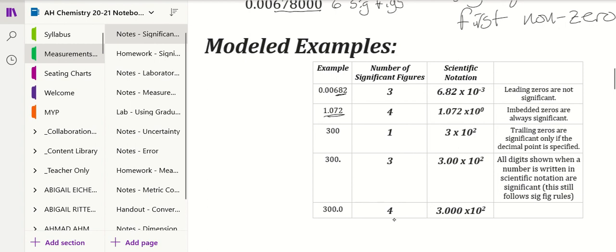What about 300 without a decimal point shown? 1. And so if we were going to write that in scientific notation, all of the digits that we show are significant. So we'd write it as 3 with 1 significant figure times 10 to the second power. Does that make sense? So when you're writing a number in scientific notation, you need to show all the significant digits before your times 10 to the power.